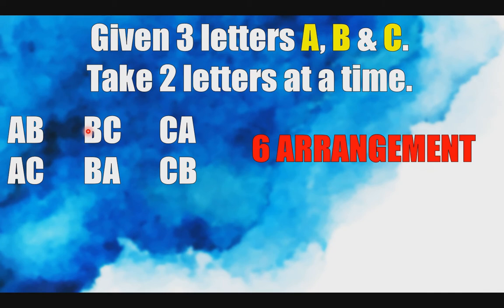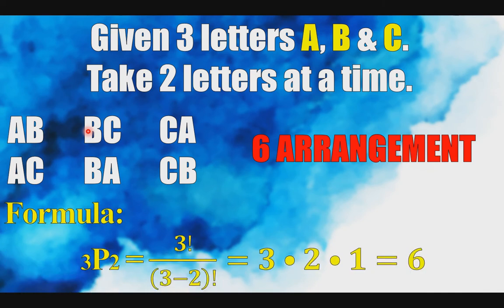Pero, we have a formula. So, ang basa natin dito is permutation of 3 objects taken 2 at a time, which is equal to 3 factorial over quantity 3 minus 2 factorial. And this one will be just 1 factorial, which is equal to 1. Kaya 3 factorial na lang matitira sa taas, which is equal to 3 times 2 times 1, which is 6. So, nag-match po, di ba?